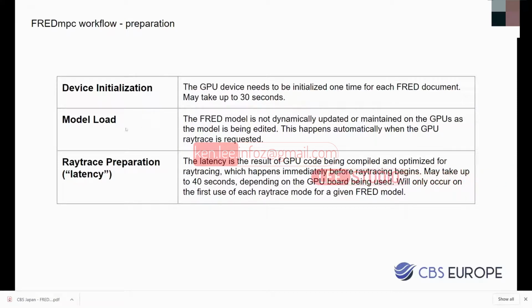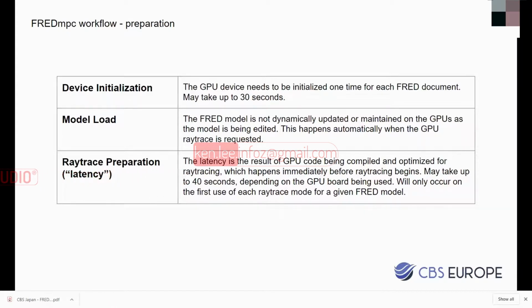And then the next step is actually loading the Fred model. The Fred model is not dynamically updated on the GPU. So when we click the calculation button, that's when the model is being moved to the GPU. So there's a GPU version on the GPU. When you make changes to it later on, it's not a full load again. It just loads the updated piece. But that happens automatically when you click the GPU ray trace button.